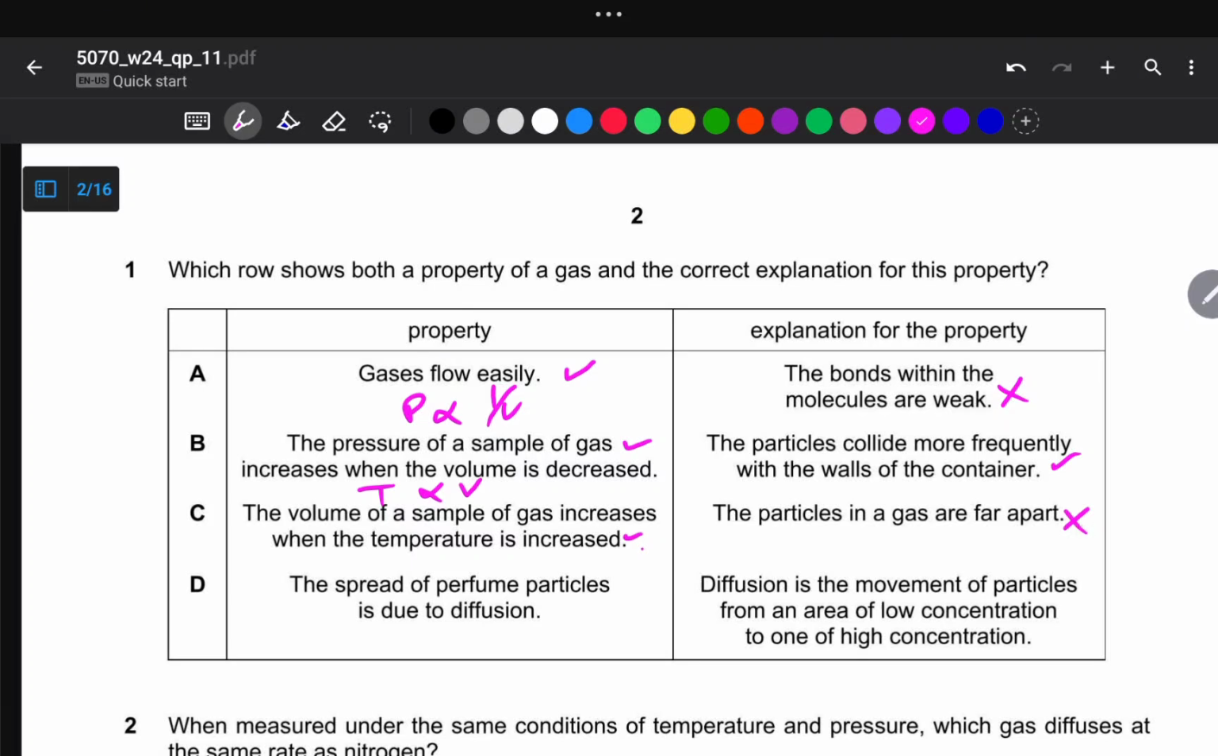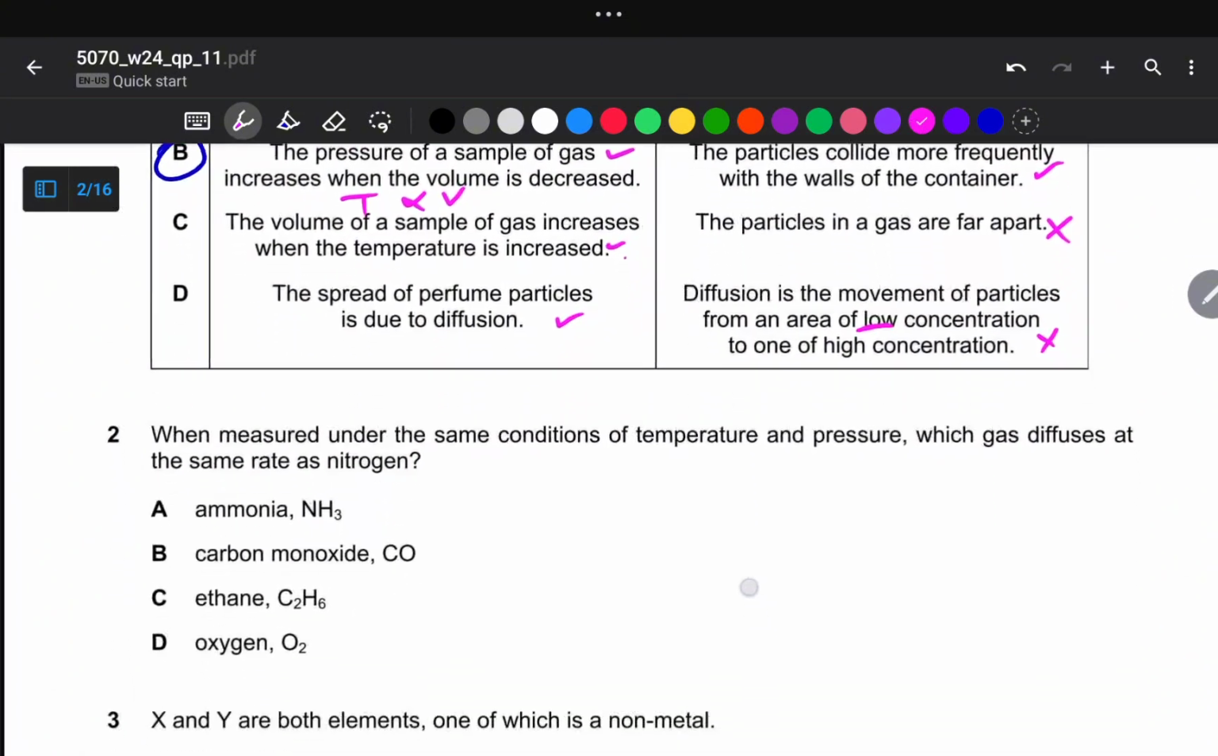And then the last option, option D, says the spread of perfume particles is due to diffusion. So this is true. And then the explanation, diffusion is the movement of particles from a region of higher. So this becomes false because we have lower here. So it's from higher to lower concentration. So this makes our answer B correct. So B, we have the correct property and the correct explanation. So we now move on to the next question, question number two.